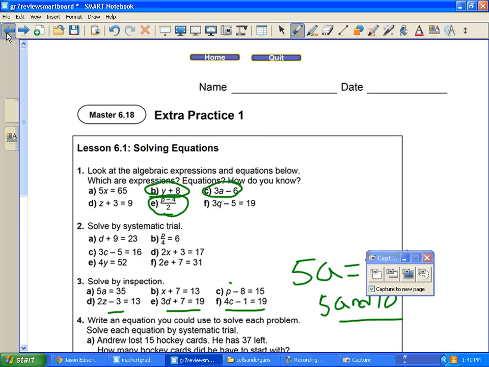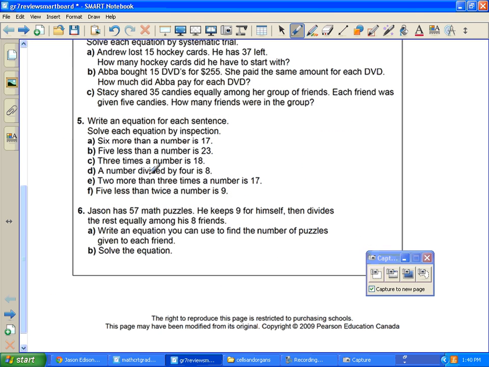Okay, so going back, when you're writing an equation, always start off with your unknown, or your variable, it's called. 6 more than a number, that's going to be more than is going to be plus. So it's going to be whatever the number is, 6 more than that, so it's going to be plus 6, is 17. So whenever you see the word is, you know it's going to be an equal sign. Skipping down to this one, if it says 5 less than a number is 23, that'll be x take away 5 equals 23.